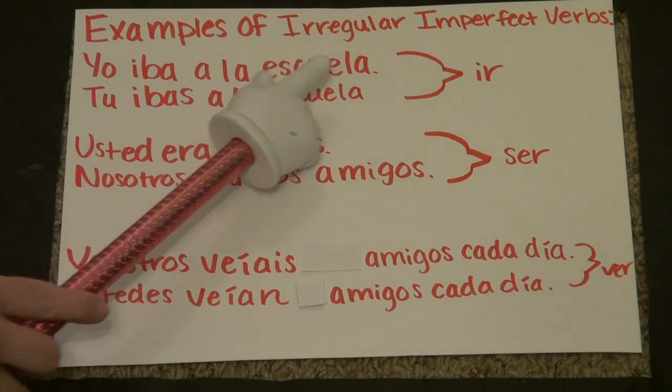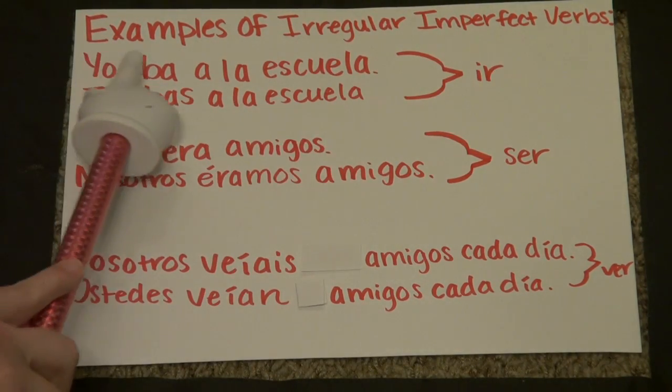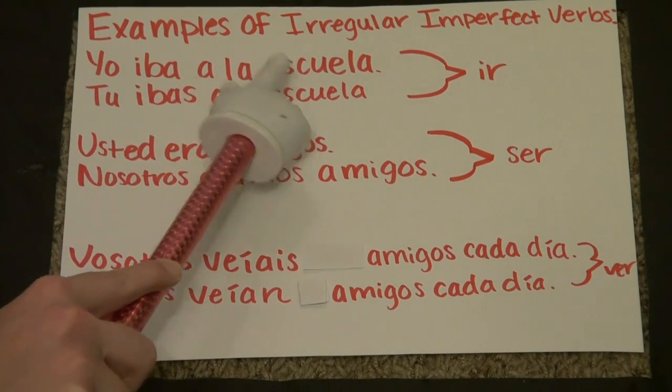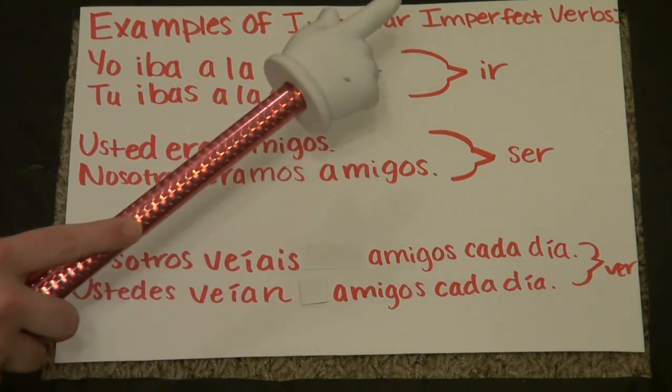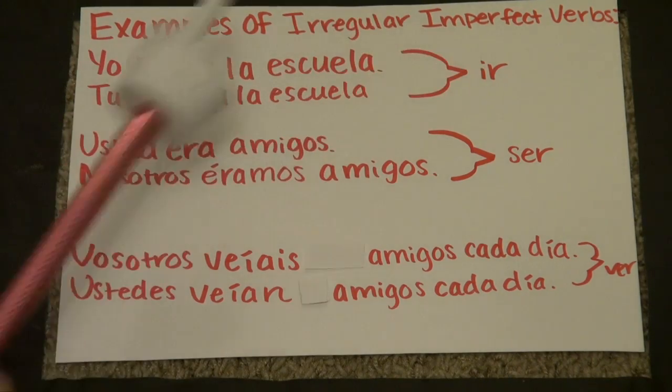Examples of irregular imperfect verbs. Yo iba a la escuela. Tú ibas a la escuela. And those are examples of ir.